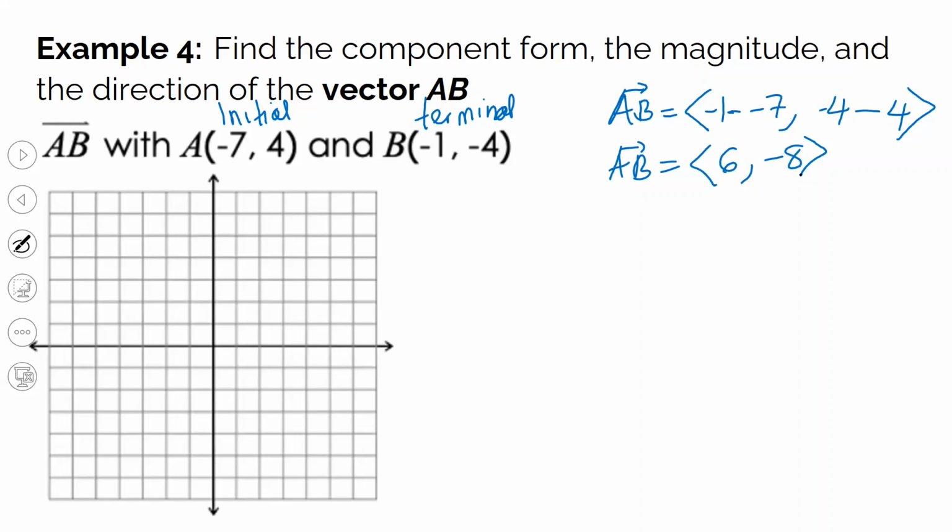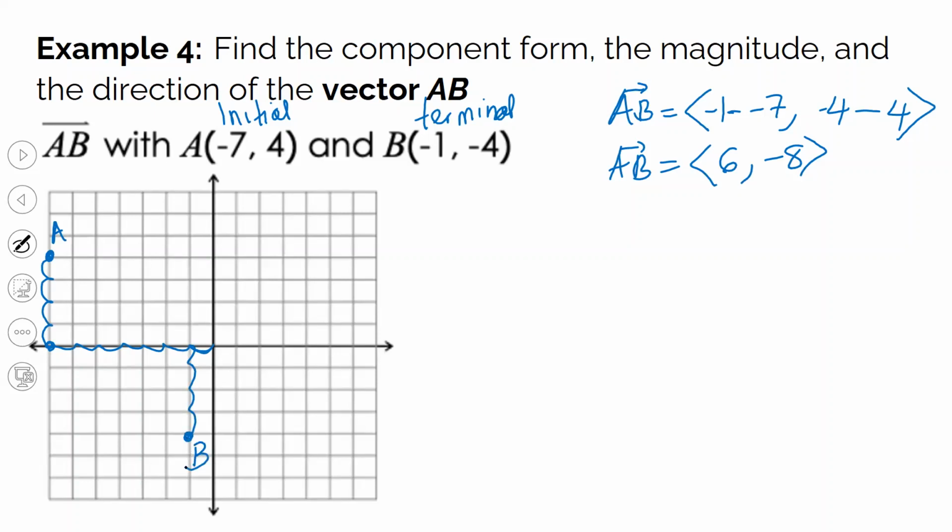So let's graph the point A. So point A is -7 along the x, so 1, 2, 3, 4, 5, 6, 7. So that's -7. Then we move 4 up. Okay. So that's our point A. Then point B is -1. We go by 1. Then we go 4 down. 1, 2, 3, 4. So that's our point B.